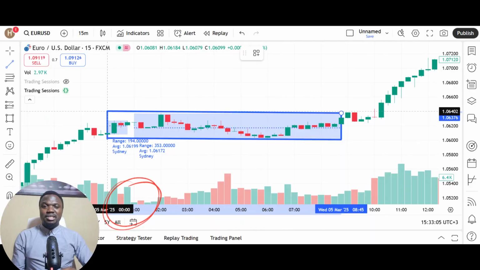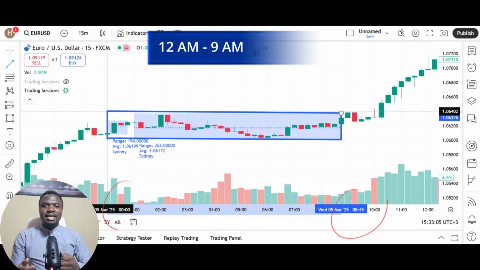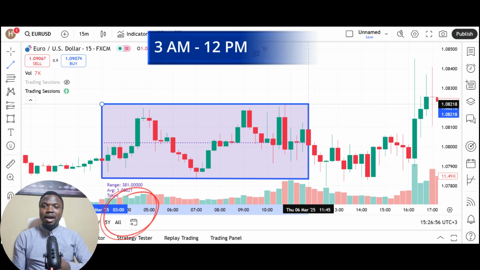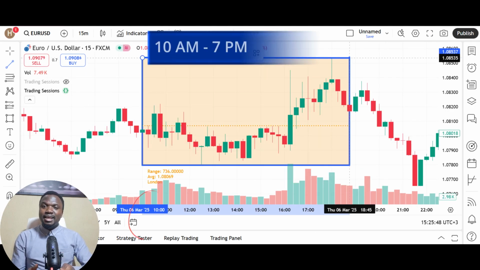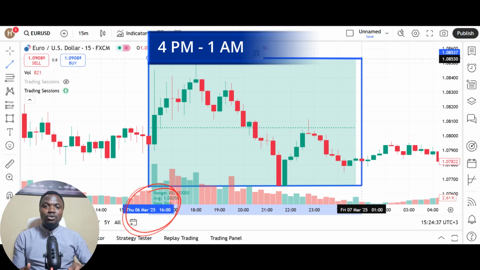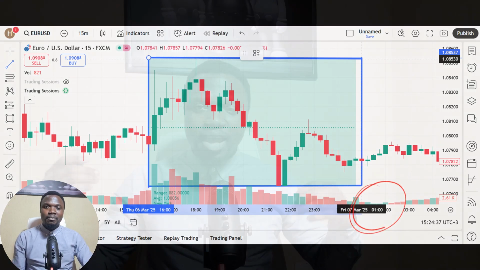So the Sydney session starts at midnight and ends at 9 a.m. Kenyan time. The Tokyo session starts at 3 a.m. and goes all the way till noon. Then the London session opens at 10 a.m. and closes at 7 p.m. And finally, the New York session starts at 4 p.m. and runs up till 1 a.m. the next morning. So technically, the market is available to you at all hours, but that does not mean you should be trading all the time.